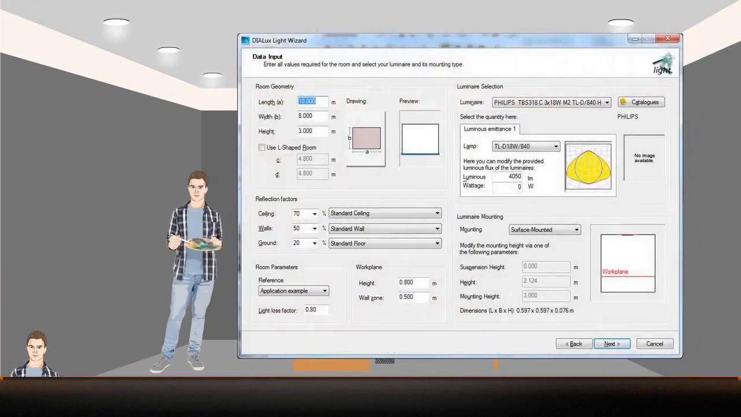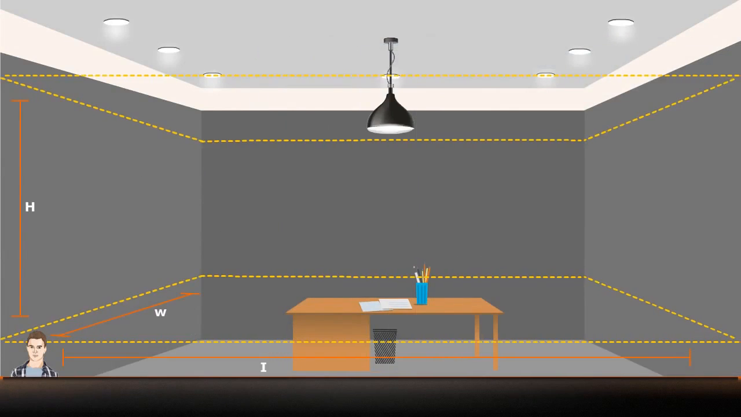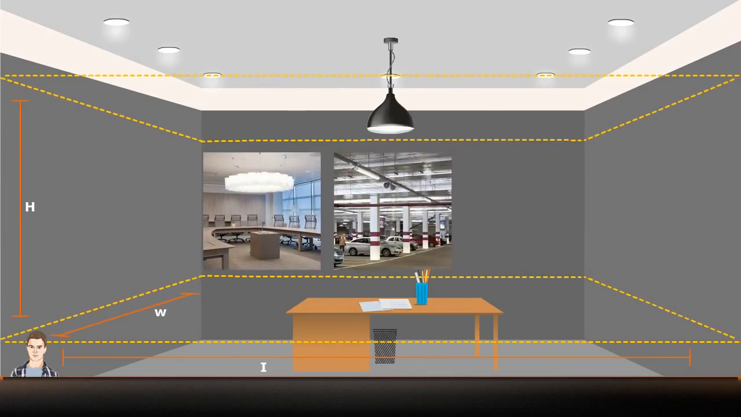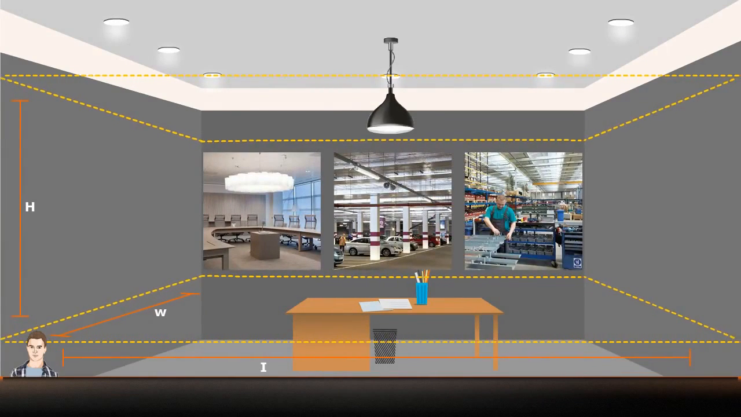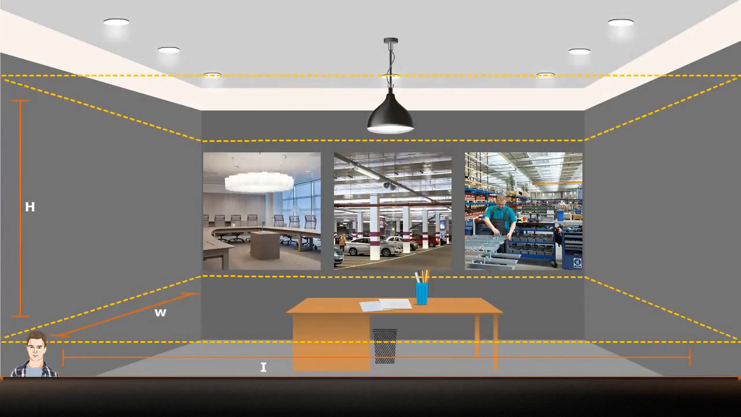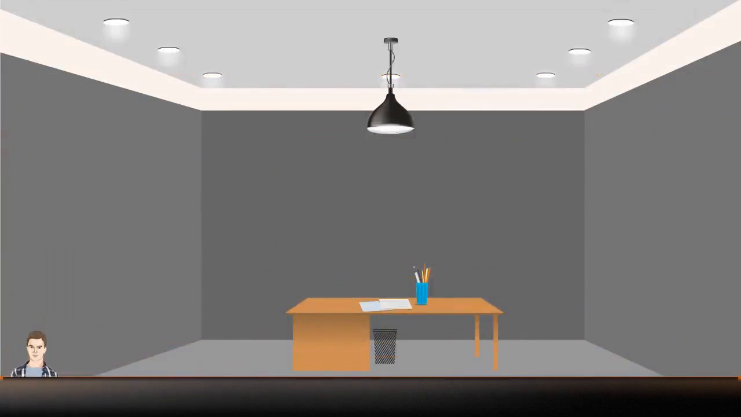Let us now focus on the key concepts that are required to undertake a lighting design using Dialux Light Wizard. The first and foremost requirement for a lighting design is defining a working plane. Whether it is an office area, car park, or an industrial warehouse, the working plane needs to be defined. The working plane is an imaginary horizontal plane situated at the nominal working height in an interior space.